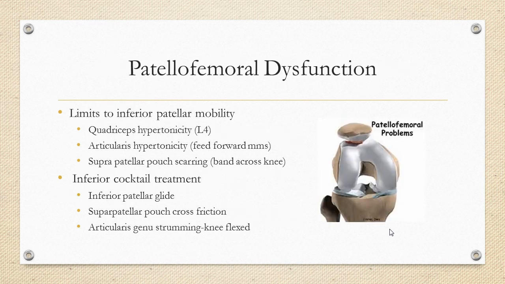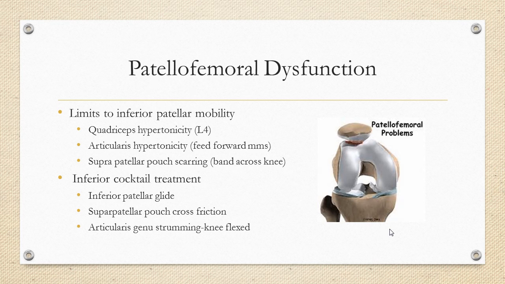Some specifics on patellofemoral joint dysfunction. If we have limits to inferior patellar mobility, there's a couple of things that we need to address. Segmental clearing, we've got to go and look at the quadriceps. Is the quadriceps hypertonic because L4 has a dysfunction? So go up and clear L4. The articularis genu can be hypertonic. It is a feed-forward muscle.